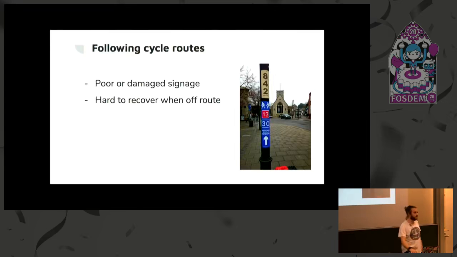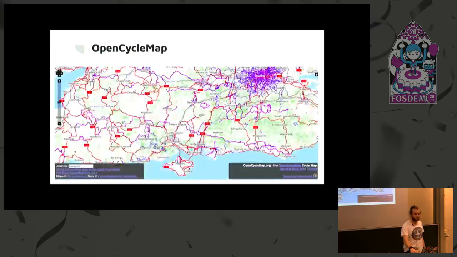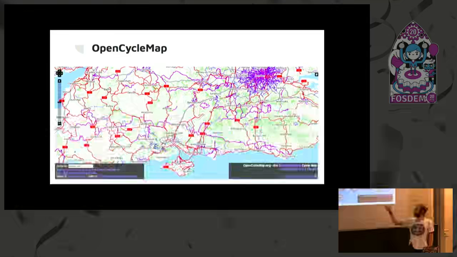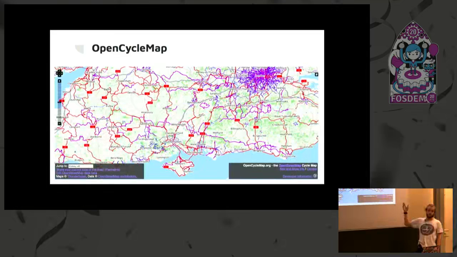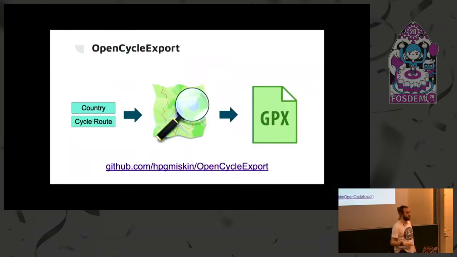There are some amazing resources out there that help with that. OpenCycleMap is an excellent website that shows all the regional, national and international cycle routes, but it's not always the easiest to follow on your phone. So I'm going to present OpenCycleExport, where given a country and a cycle route reference, you can take the data from OpenStreetMap and then download it as a GPX file.